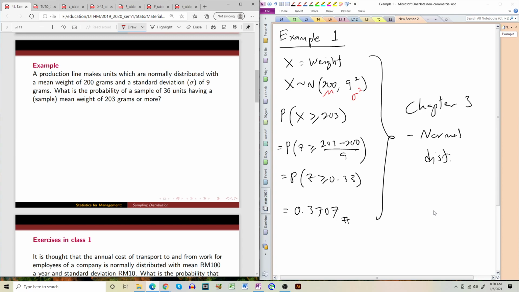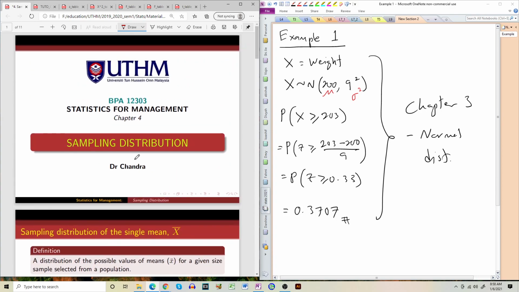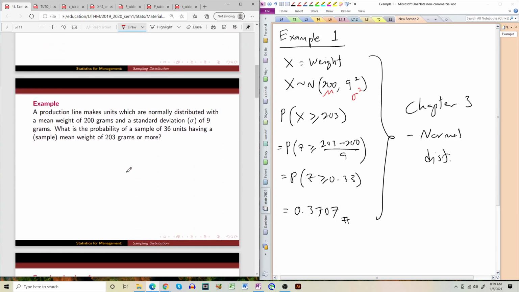Remember, chapter 3 is for all the units, chapter 4 is not for all the units, it is only for a certain sample. That is the reason the chapter is known as sampling distribution. Okay, sampling, you can consider as a sampling. In this case you can consider a sampling normal distribution. Okay, all the samples we will regard as a sampling normal distribution.